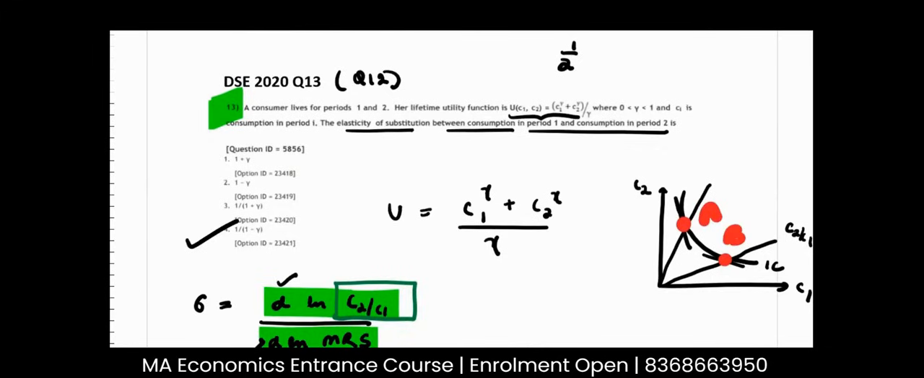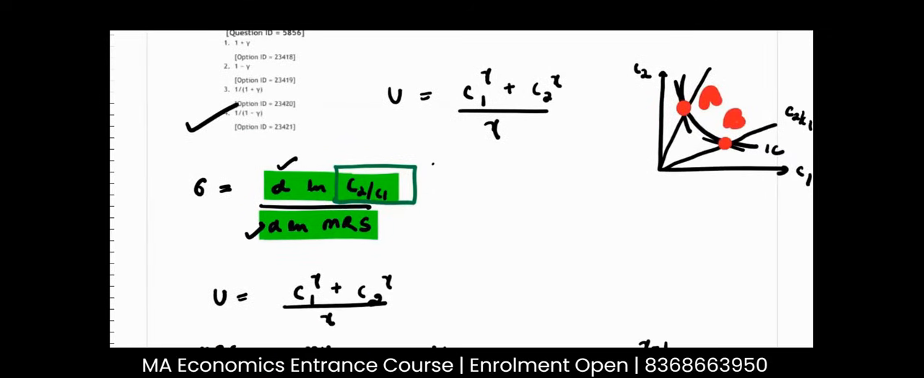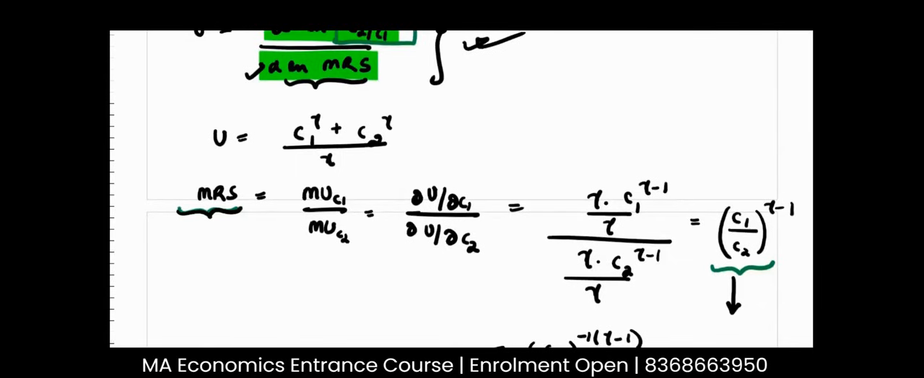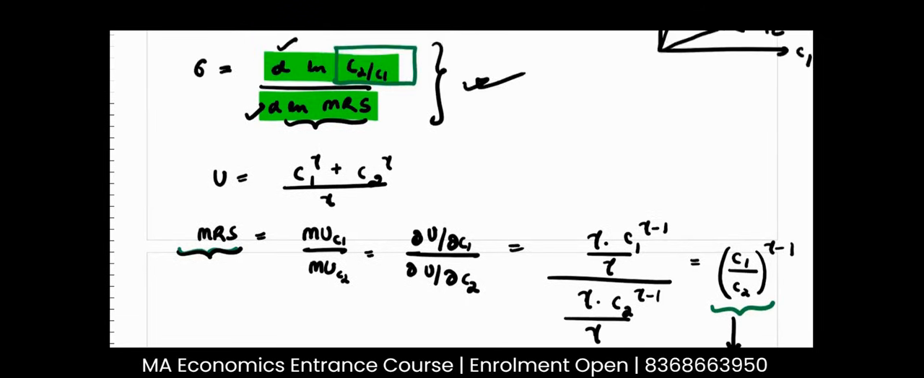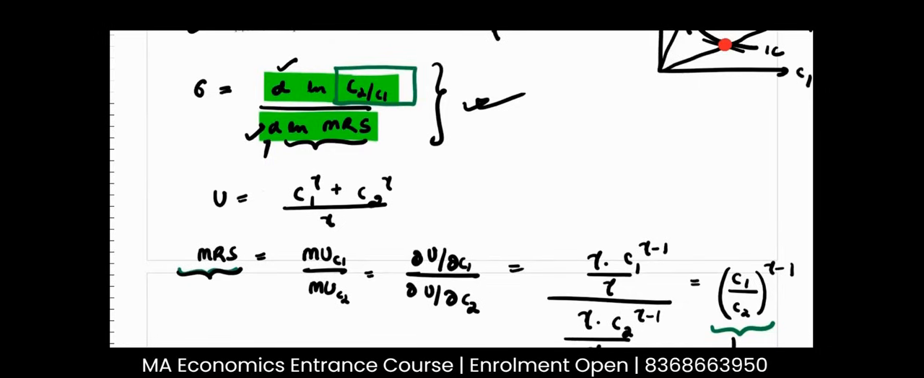So it's a pretty straightforward question. You just have to know this formula. A lot of people make this mistake. They start by literally finding ln MRS. First they will find MRS, then they will do ln MRS. Then they will go ahead and differentiate that. Then they will find ln C2, differentiate that, and then divide the two.